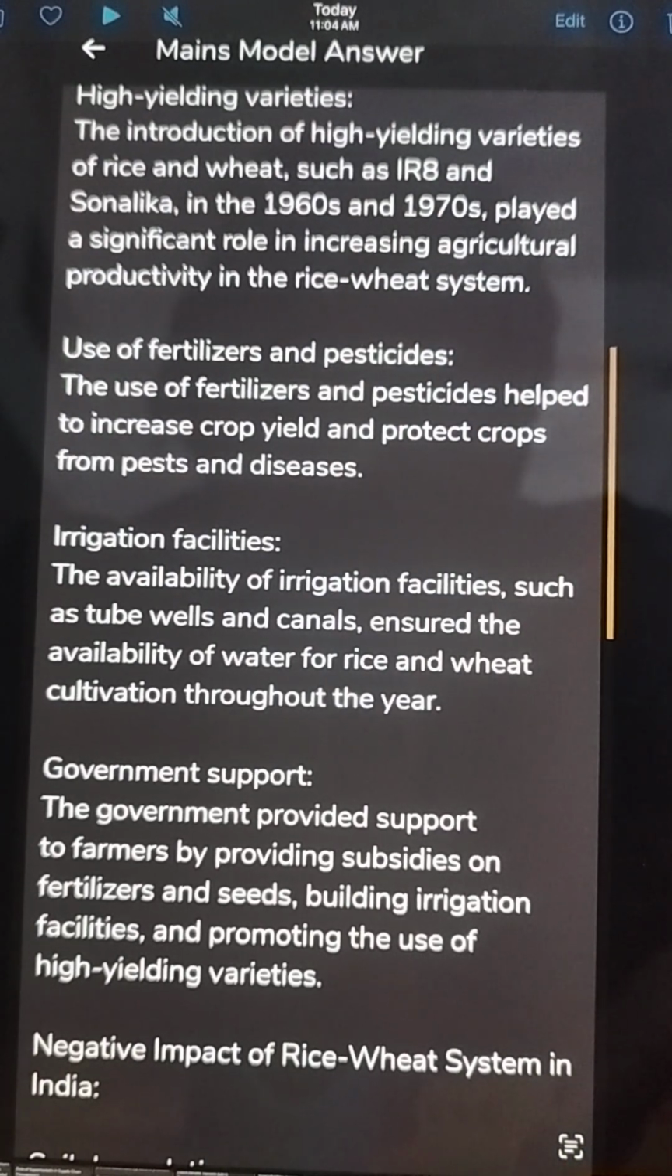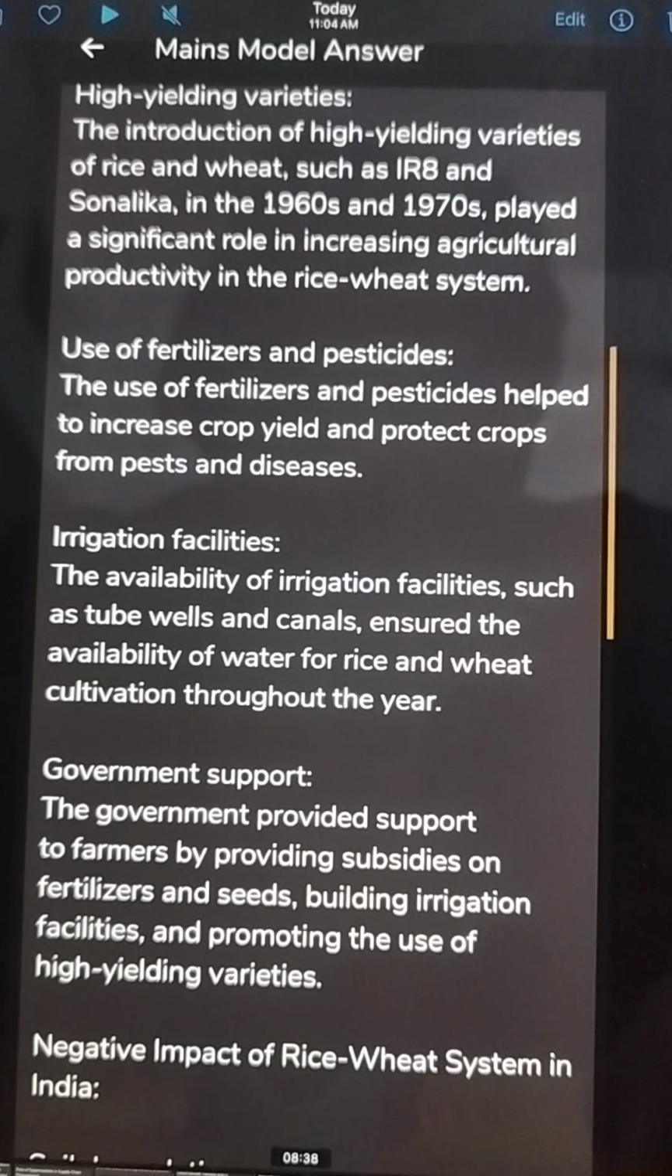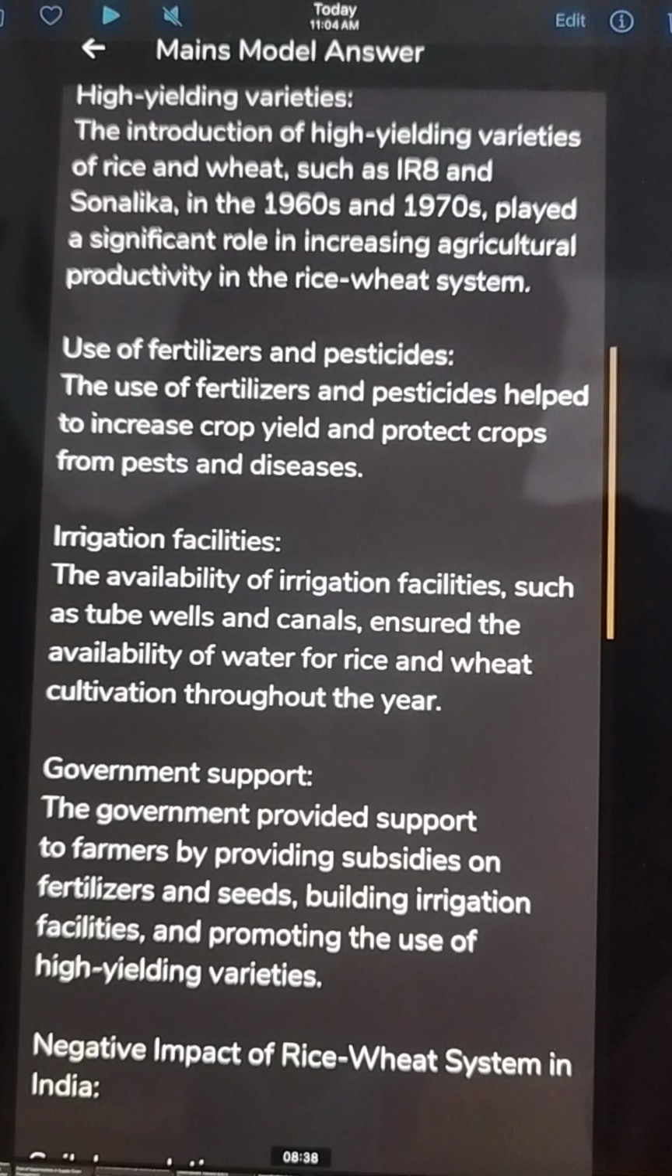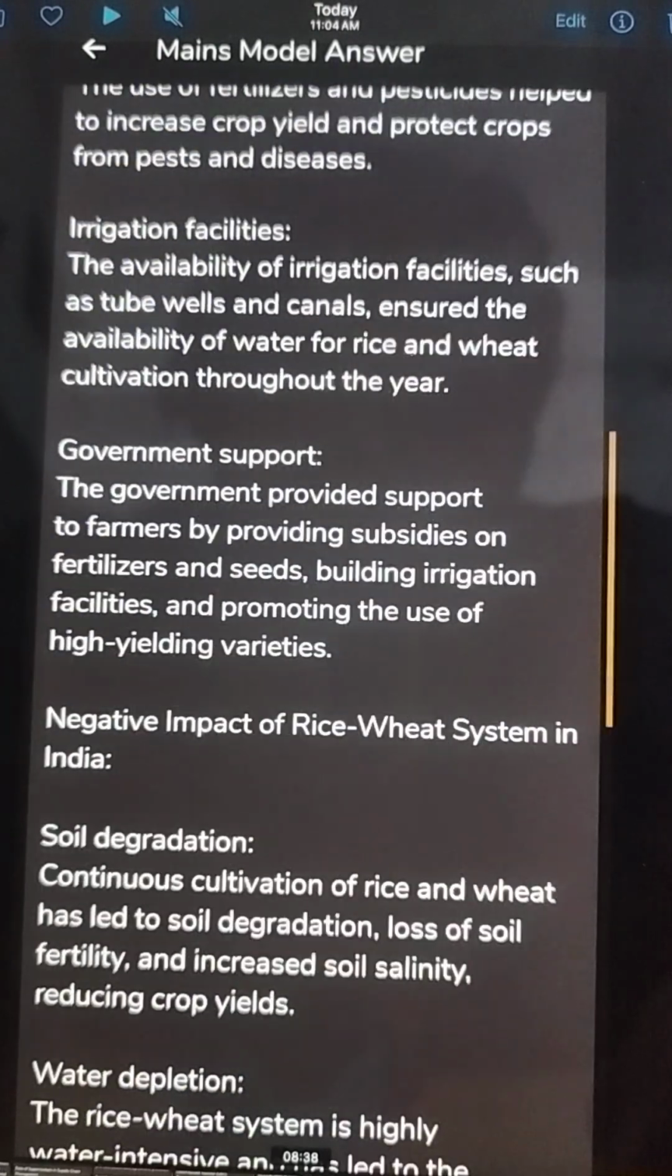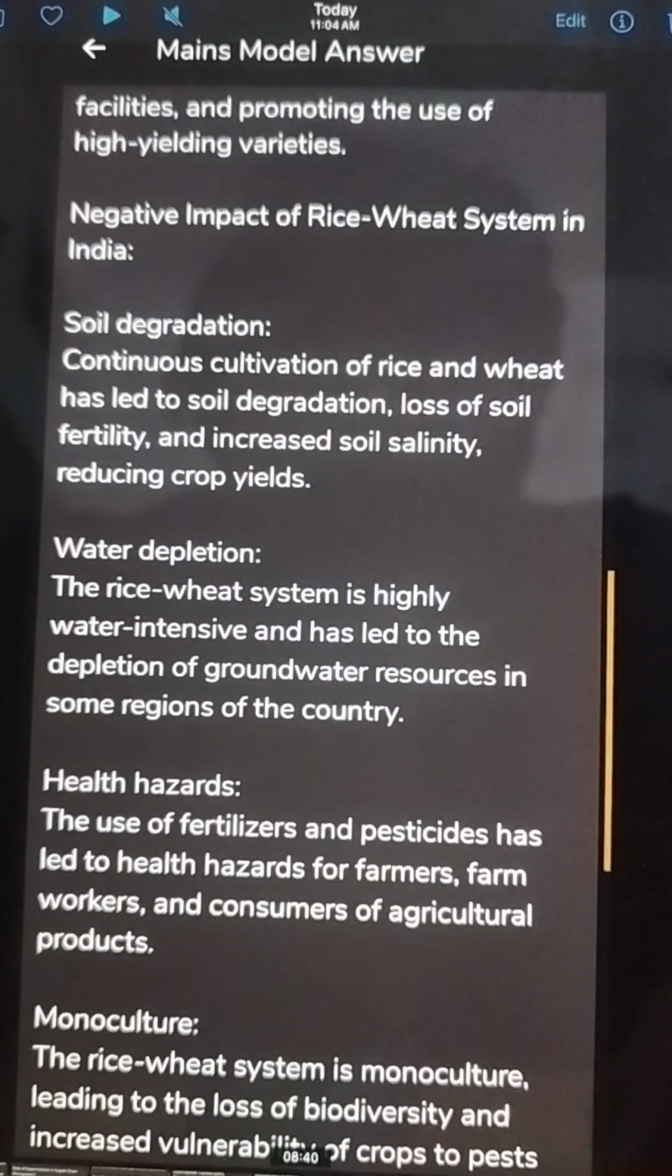Then comes irrigation facilities. The availability of irrigation facilities such as tube wells and canals ensures the availability of water for rice and wheat cultivation throughout the year. Then comes government support. The government provided support to farmers by providing subsidies on fertilizers and seeds, building irrigation facilities, and promoting the use of high yielding varieties.